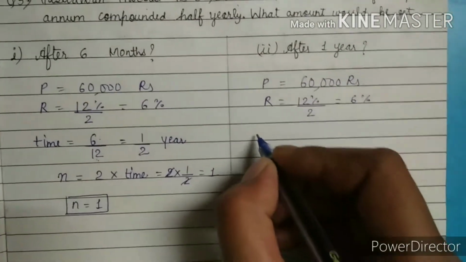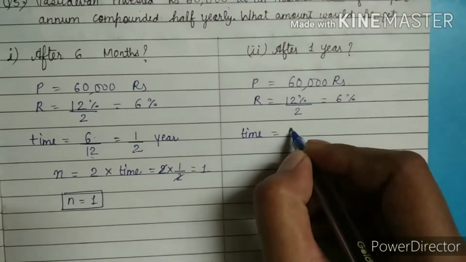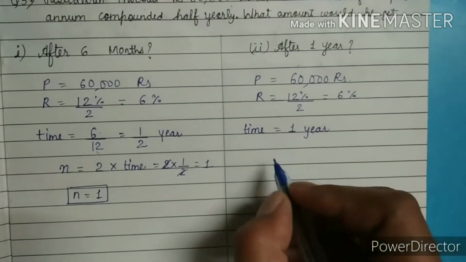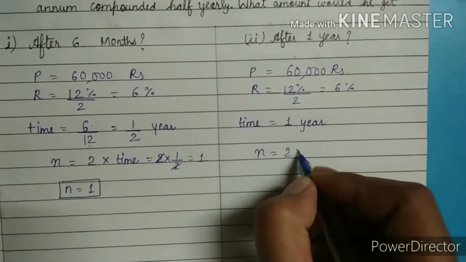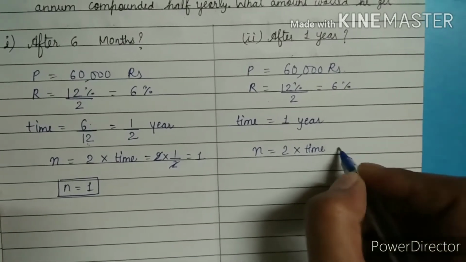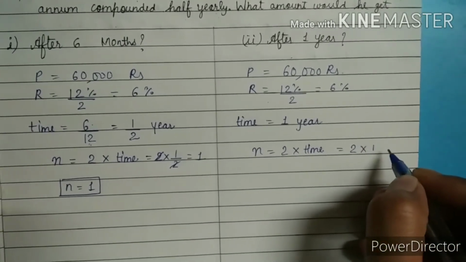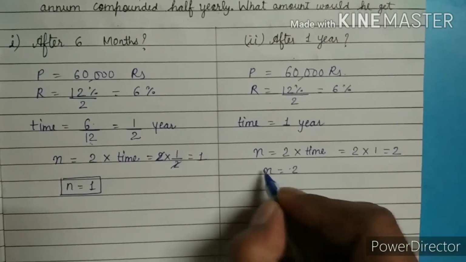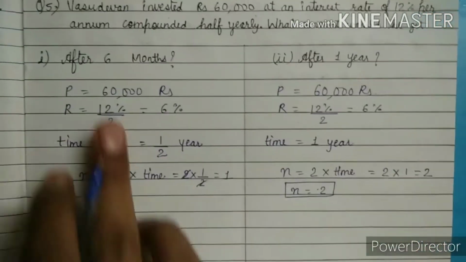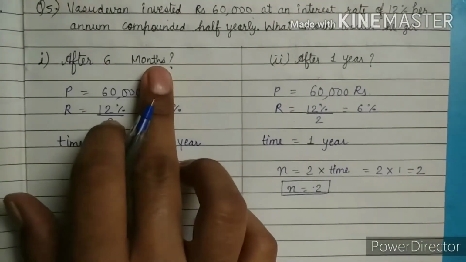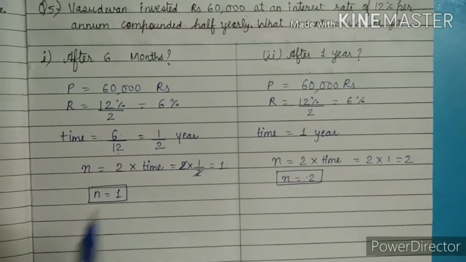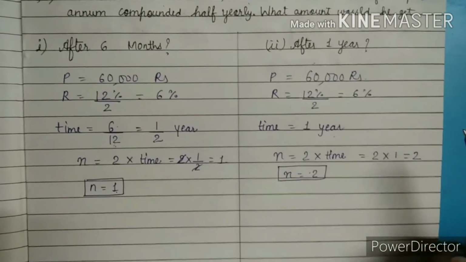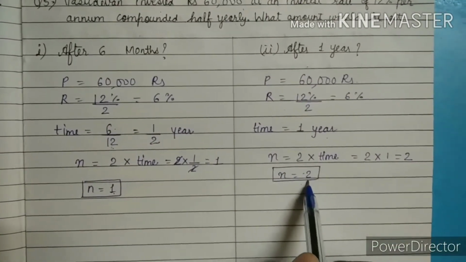In the second one, time is 1 year, but the rate of interest is compounded half yearly. So n will become 2 into time, and time is 1 year, so 2 into 1 will give us 2. So this time n will become 2. Once again I am explaining why n is 1, because in 6 months, how many half years? Only 1. And in the 1 year, how many half years? 2. That's why the n value is coming as 2.